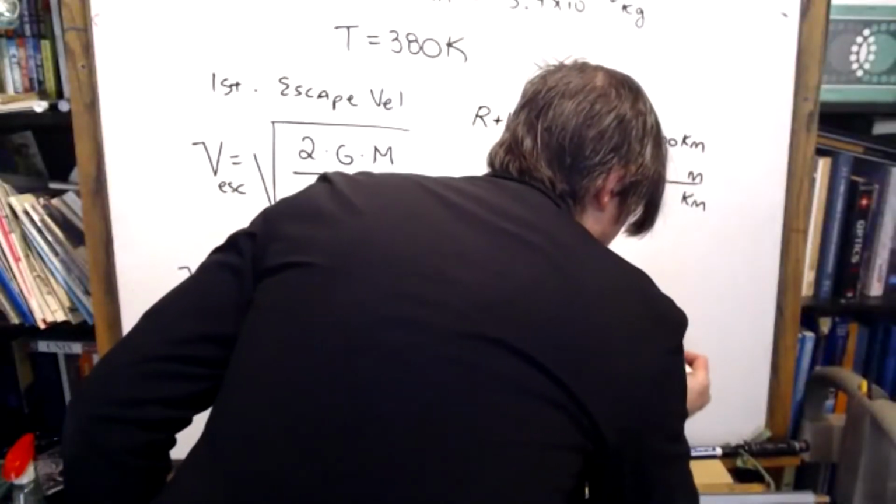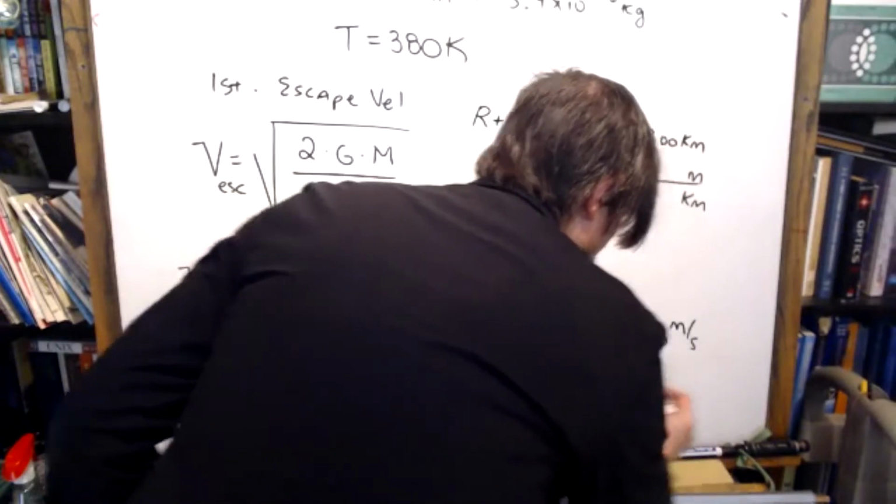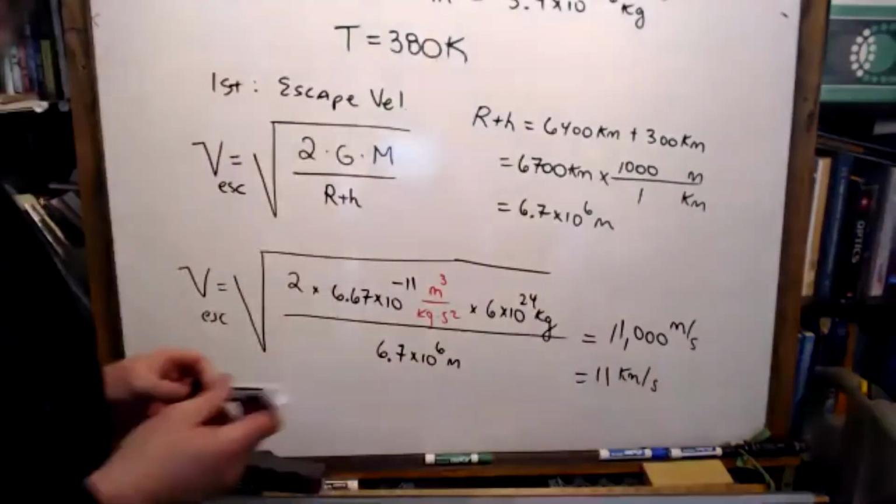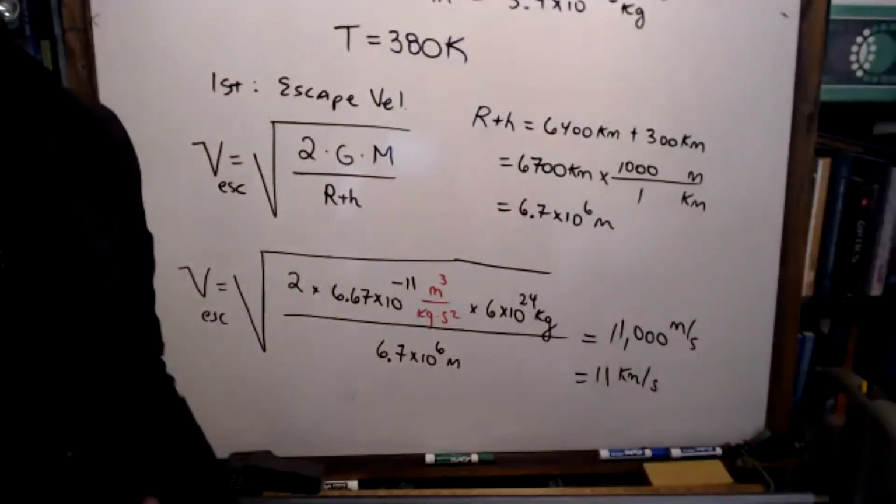Kilometers per second. Yeah, 10,900, 11. They basically got 11,000, the same thing we expected. 11,000 meters per second, which is 11 kilometers per second, right? That's just a confirmation of what we already knew.